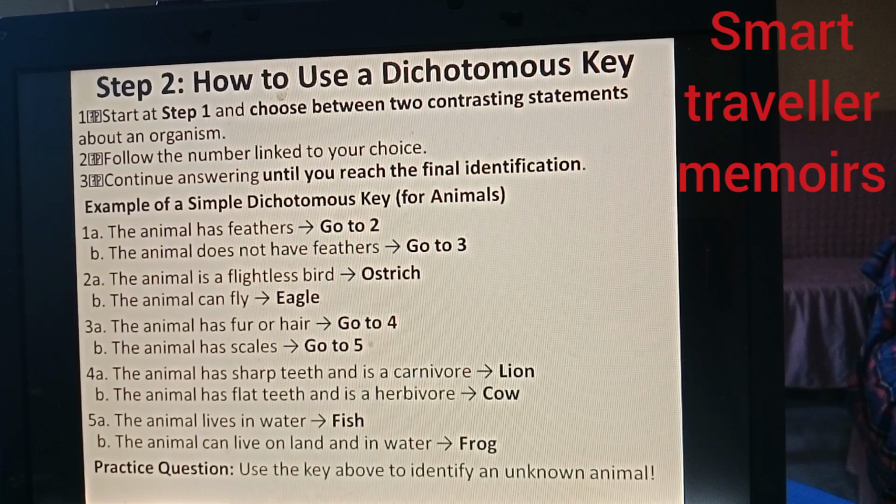Step 2. How to use a dichotomous key. 1. Start at step 1 and choose between two contrasting statements about an organism. 2. Follow the numbering to your choice. 3. Continue answering until you reach the final destination.